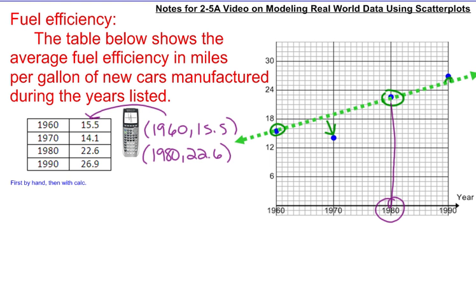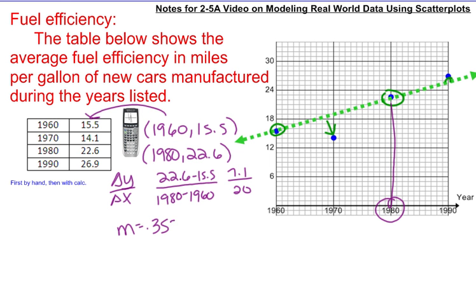To write the equation of this line, I'm going to try and write it in slope-intercept form. So first I have to find the slope. I would take change in y over change in x. So I'm going to take 22.6 minus 15.5 divided by 1980 minus 1960. When I do that, I would get 7.1 over 20. So I find the slope to be 0.355.